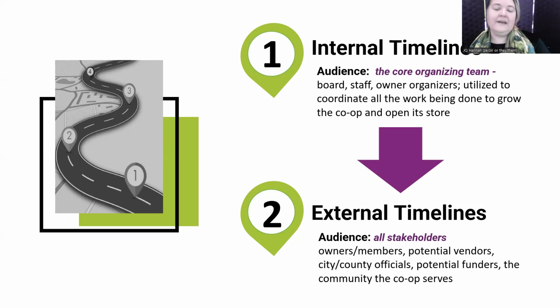The external timeline, though, is aimed at every other stakeholder, every other person who has a stake in the co-op, for whom the co-op will have impacts, who can provide value, who will want to interact with that co-op. And owner members, of course, being the most important, but potential vendors, funders, these are all really important stakeholders, and for all of them, the external timeline is critical to their understanding and buy-in to your co-op and to your co-op's project.